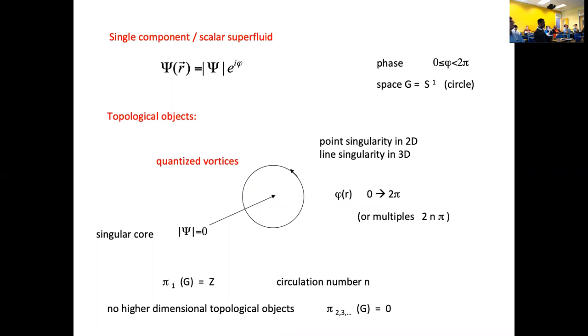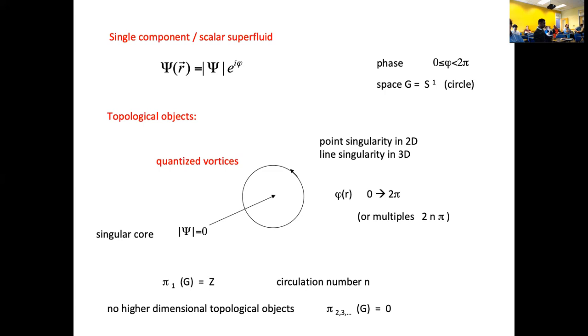Let me go back to the single component for the moment. And this is what I displayed already. So the order parameter has a magnitude, and at any place where it is not zero, you have to specify this phase, and this phase is going from zero to 2 pi. So your order parameter space, if you insist that it is not zero, is actually equivalent to a circle. Mathematicians usually write it as S1, because it's a one-dimensional sphere.